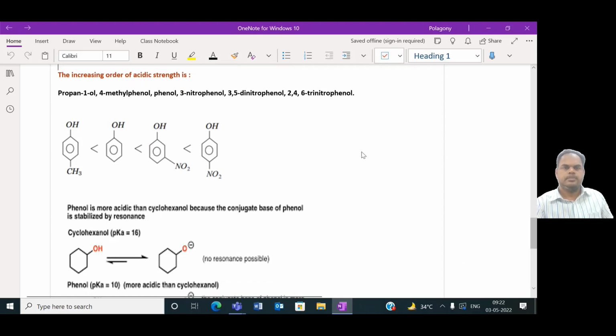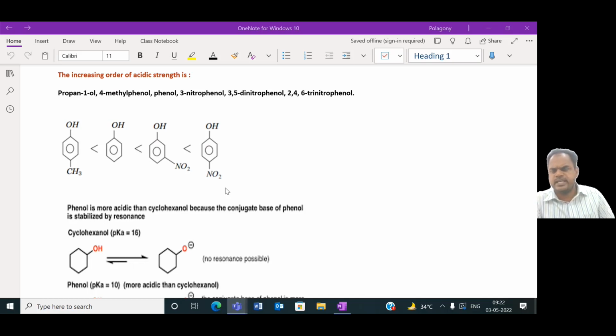So we already discussed this one: propan-1-ol is the least acidic, and 2,4,6-trinitrophenol is the most acidic because of three electron withdrawing groups present on the benzene ring. And again, one more question is possible.